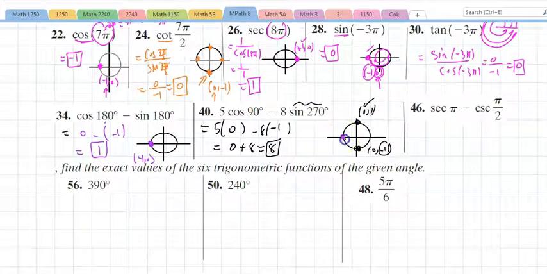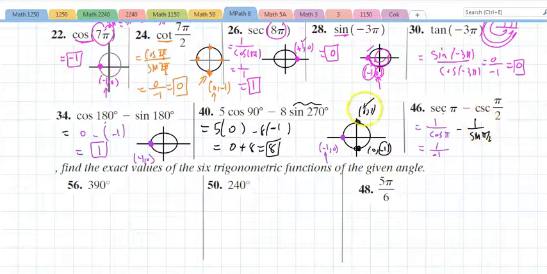Pi is right here. Secant of pi is 1 over the cosine of pi. That is 1 over, isn't this point negative 1, 0? So isn't the cosine the x? Minus 1 over the sine of pi over 2. Pi over 2 is right there. Sine is a 1. So this is 1 over 1. So this is a negative 1 minus 1, which is a negative 2.